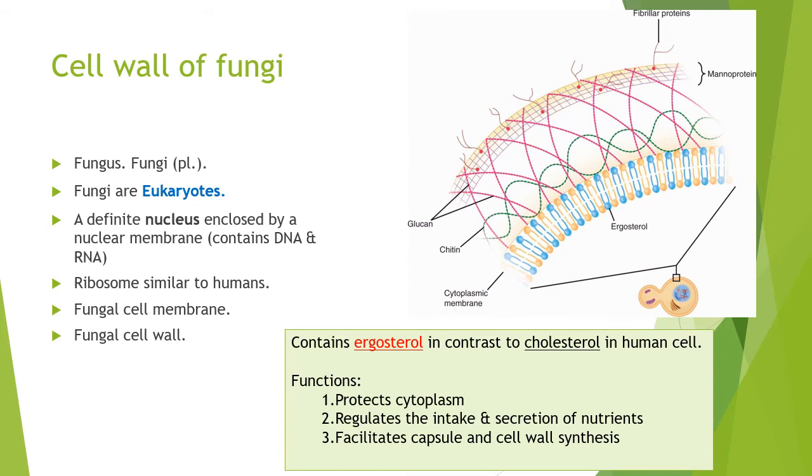These ergosterols, as you can see in the top picture here, are lipids that are important for three main functions. The first one is to protect the cytoplasm. The second one is to regulate the intake and the secretion of the nutrients, and also to facilitate capsule as well as cell wall synthesis. So they produce the precursors or the building blocks for the cell wall.